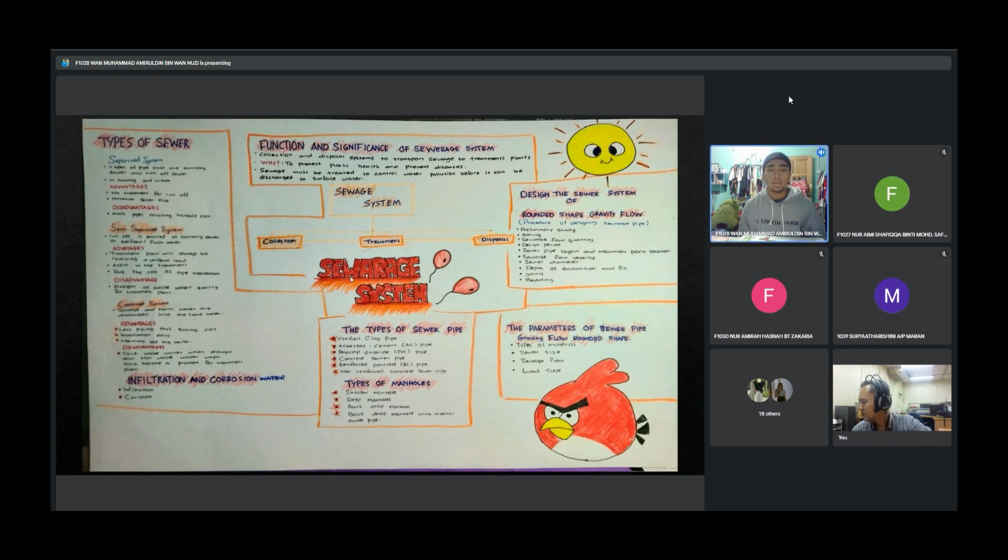Okay, these are the types of sewer pipe: vitrified clay pipe, asbestos cement pipe, polyvinyl chloride pipe, and concrete sewer pipe, reinforced concrete pipe, and non-reinforced concrete sewer pipe.